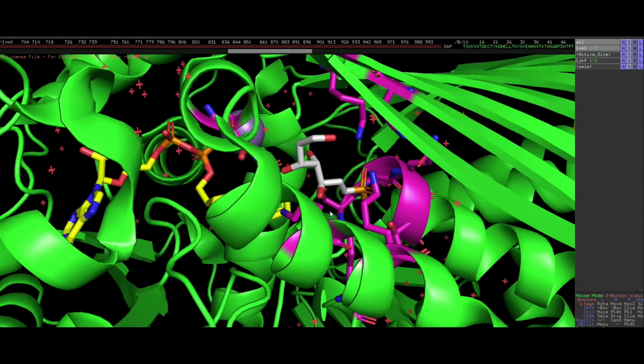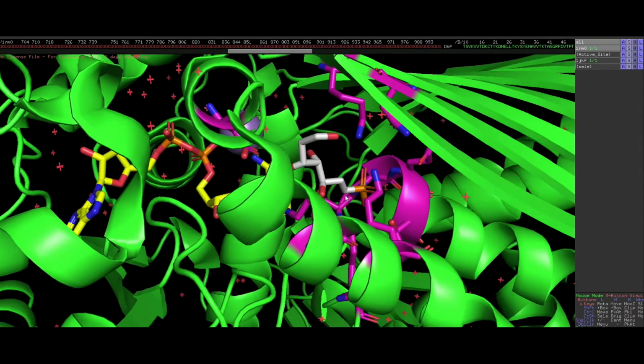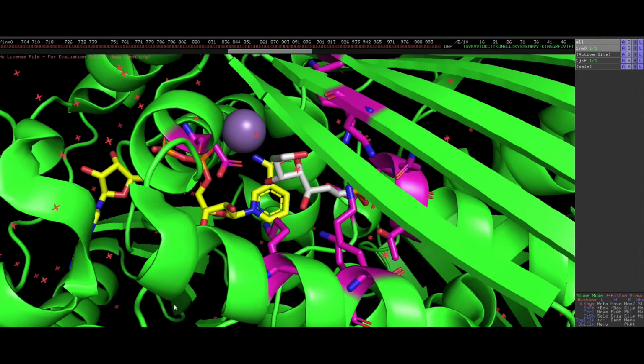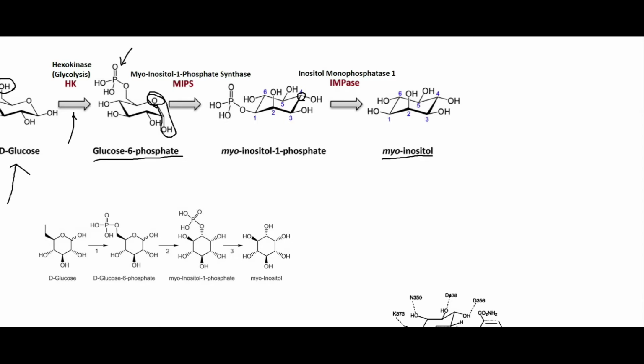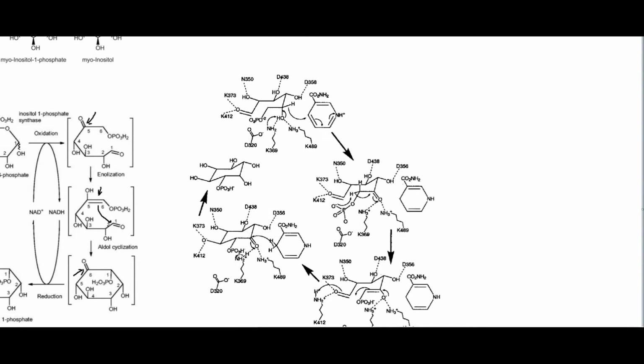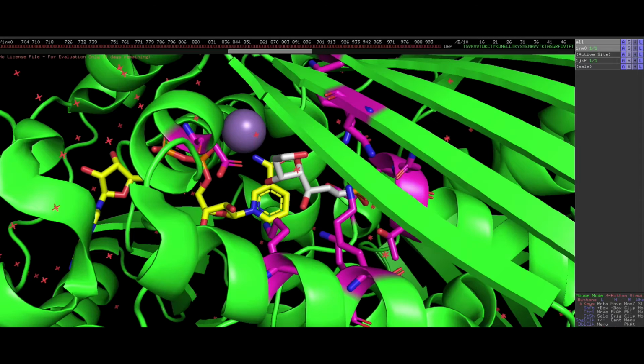Then in magenta here are the active site residues that are sort of holding the reactant in here and performing the catalysis mechanism. And so those are the same residues that are numbered in this mechanism right here. So this ring right here, that is the nicotinamide ring, which is in our structure here. That's this yellow ring right here.